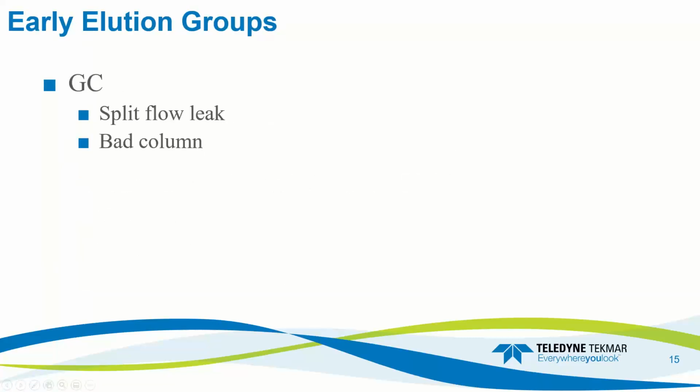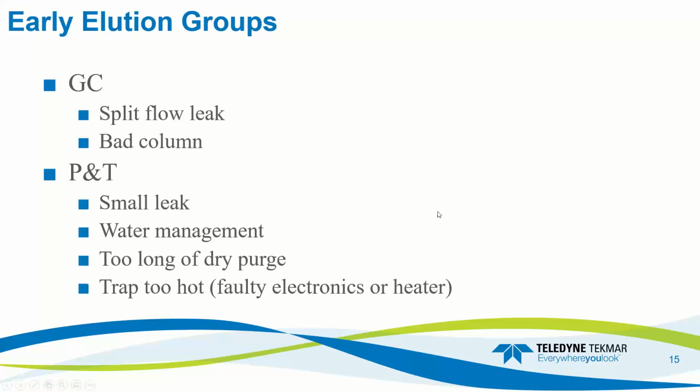Problems with early elution groups, you want to check the GC inlet. You want to make sure there isn't a leak or a bad column. And as for the purge and trap, you could have a small leak, so do a leak check. A leak in the trap could cause a loss of early eluting compounds. You could not be efficiently managing the moisture. Too long of a dry purge could be pushing too much water to the GC.